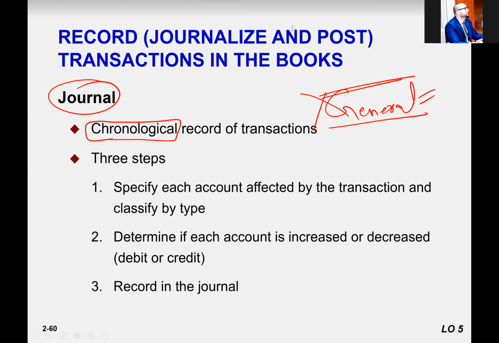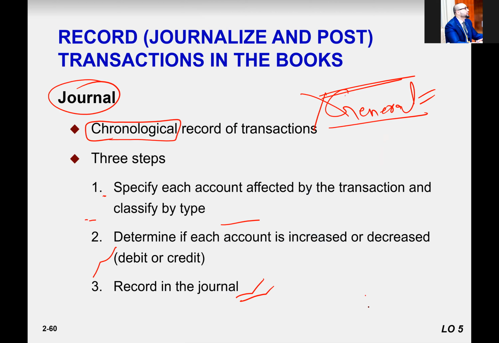Okay, and then there are three steps in which you basically generalize the entry. First of all, you classify which kind of accounts the transaction hits: either an asset account, liability account, or stockholder equity account. And then you need to determine whether the account is going to increase or decrease, whether debited or credited. And then you basically make the entry.